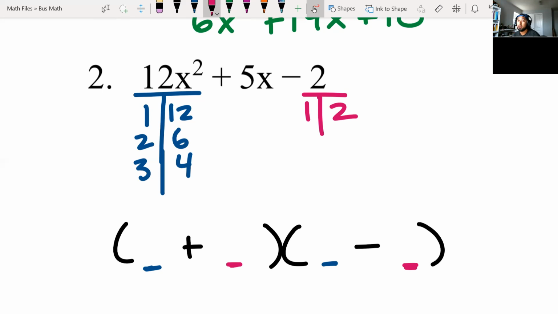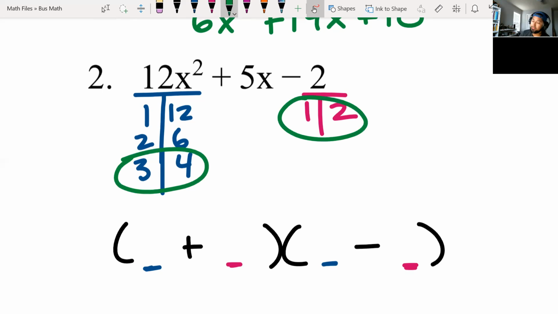And I could do 3 and 2 and 6. No. Maybe that'll work. So let's go ahead and try our trick out. Let's say 3 and 4. And the only factors here are 1 and 2. So I'm going to say 3x and 4x. And then I'm going to put in here 2 and 1. Let's see how that works out for us.